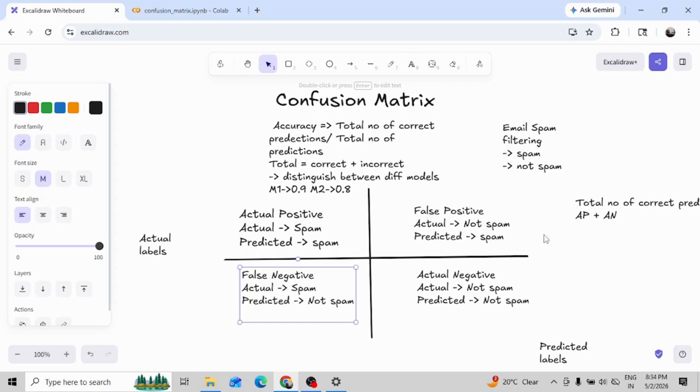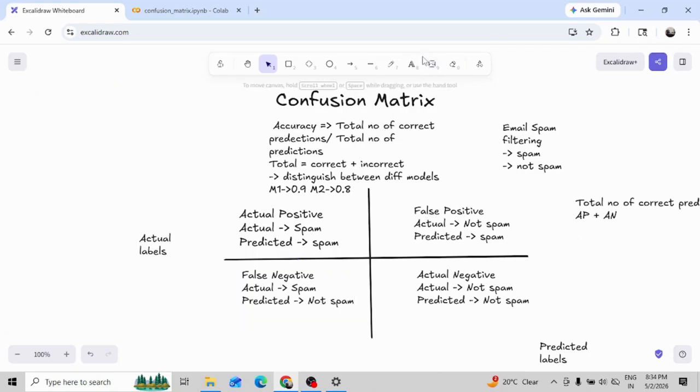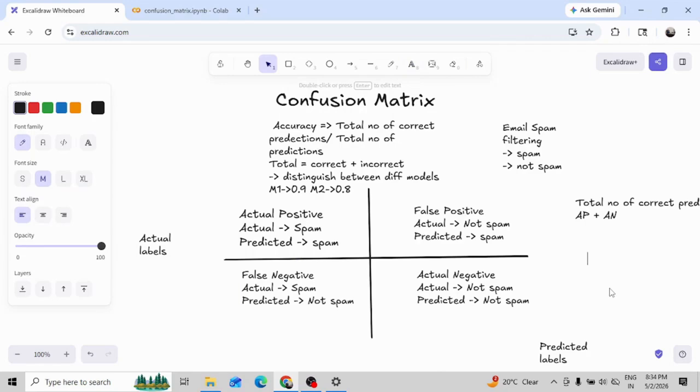Now if I write the incorrect prediction, the machine's incorrect prediction will be the combination of false negative and false positive. So this will be the machine's incorrect prediction. Now you have understood this.